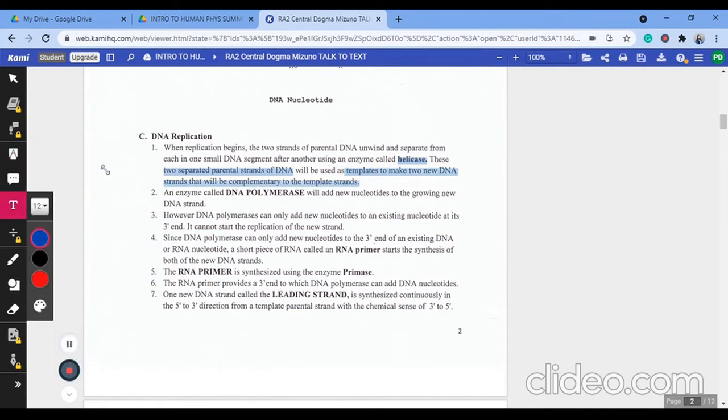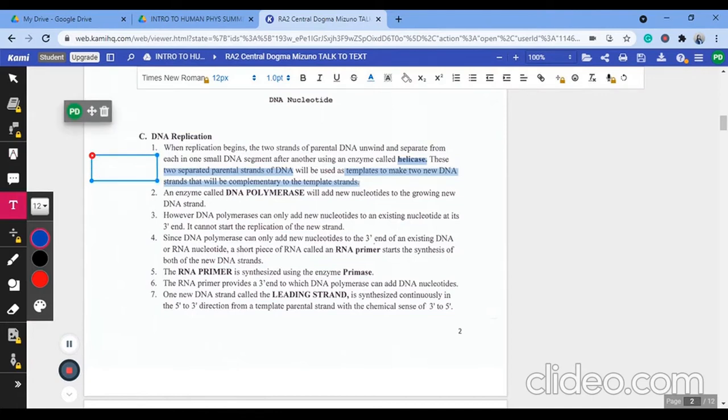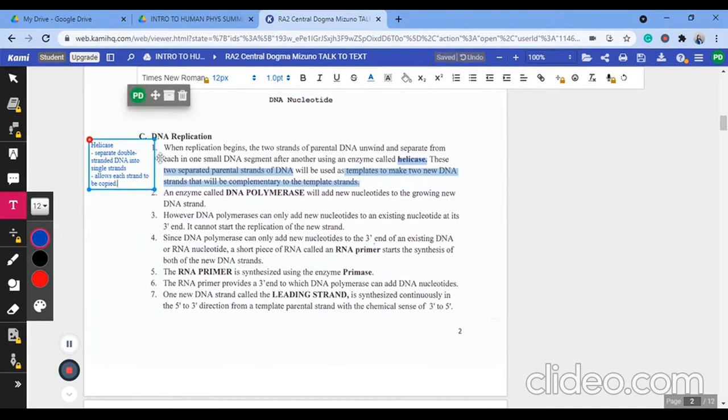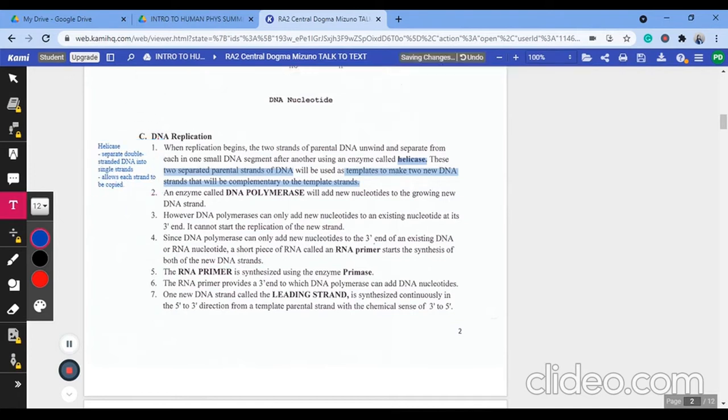So basically, in other words, I will put this right here. Helicases are essential during DNA replication because they separate double stranded DNA into single strands, which allows each strand to be copied. That is the function as well as the importance of the helicase enzyme.